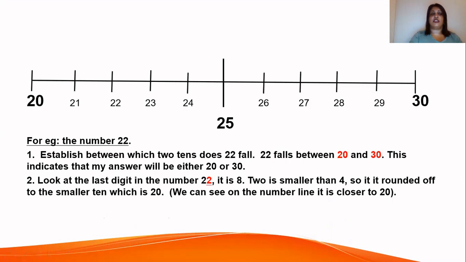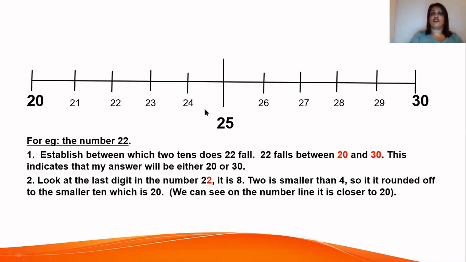Right. Now if I look at the number 22, again, I've got to establish, we know 22 falls between 20 and 30. That we know. Now, I have to look at the last digit of 22, which is 2. 2 is less than 4. So it's going to fall onto the lower side, the 20. So we're going to round it down now. If the number is smaller than 4 or 4, we're going to round it down.